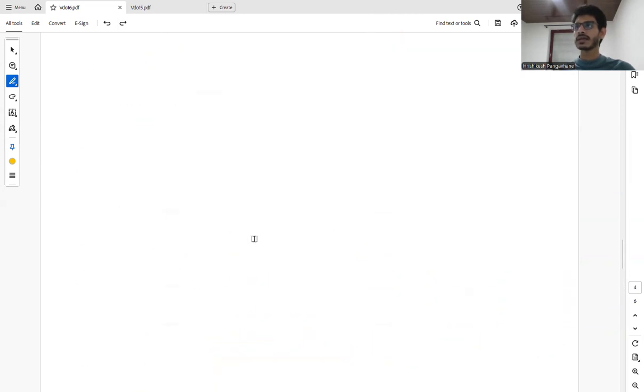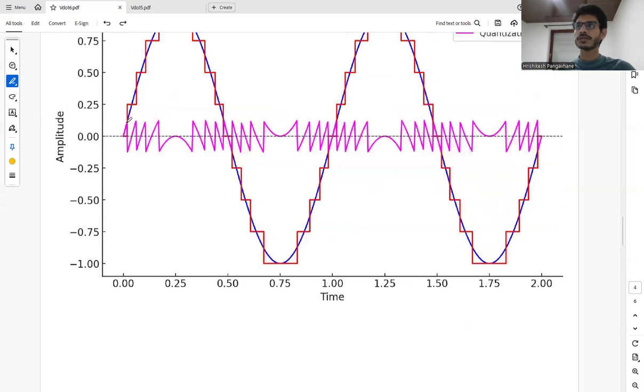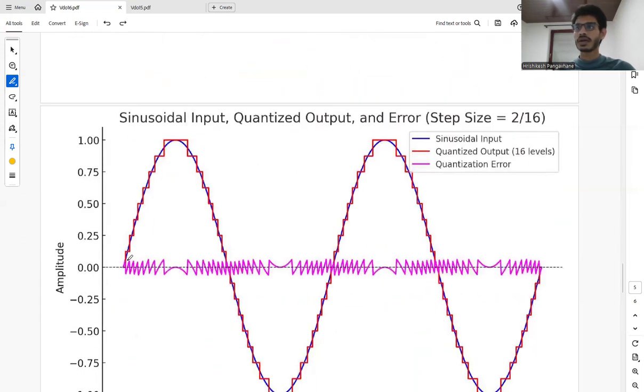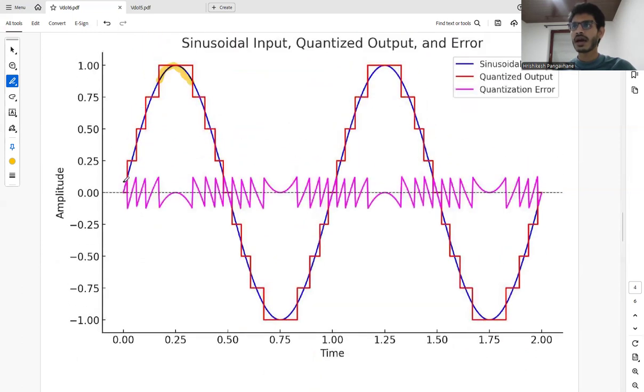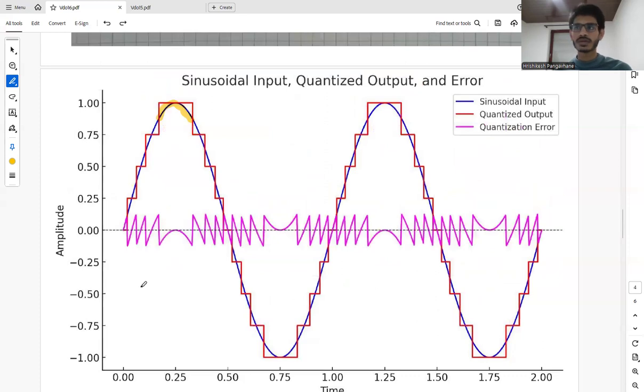We can see here that the noise is spread evenly. But if we increase the record length, the noise is spread over a wider range, but the power of the noise will be delta square by 12, so the magnitude will decrease. So first, let's say this is 0.25, and this is half of 0.25. So we have doubled, so basically it will be half.